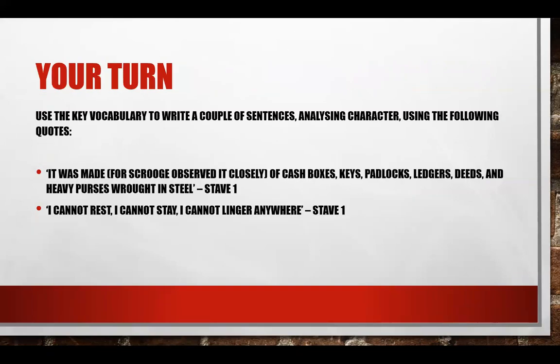So, your turn. Use the key vocabulary to write a couple of sentences analysing character using the following quotes. "It was made, for Scrooge observed it closely, of cash boxes, keys, padlocks, ledgers, deeds, and heavy purses wrought in steel." And: "I cannot rest, I cannot stay, I cannot linger anywhere." That's straight from Marley's mouth when he's talking about his fate as a result of his avarice. Okay, so have a go.